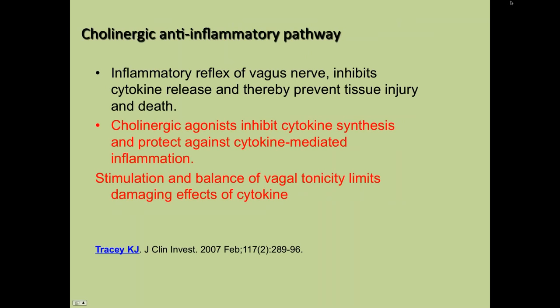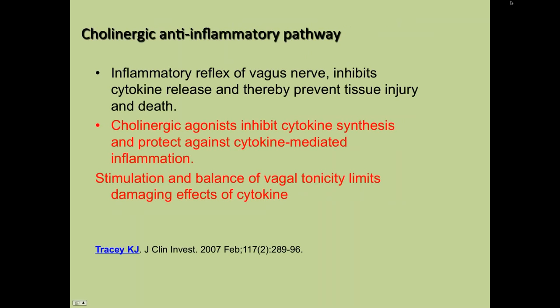And of course, there are issues around gut inflammation and serotonin. I don't know why that slide's not showing up. We'll have to go past it. One of the biggies: cholinergic agonists inhibit cytokine synthesis and protect against cytokine-mediated inflammation. Everybody's busy giving glutamine. Everybody's busy giving butyrate. We need to give choline.